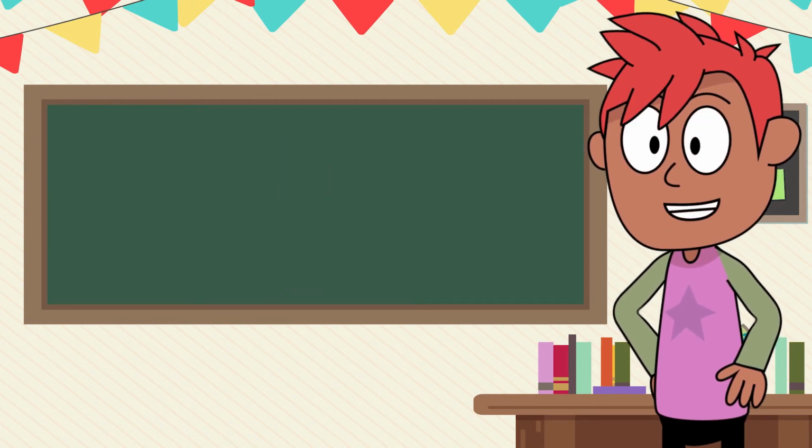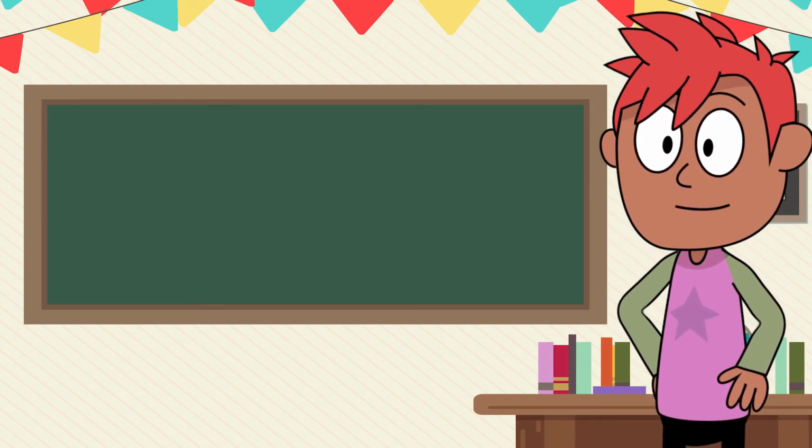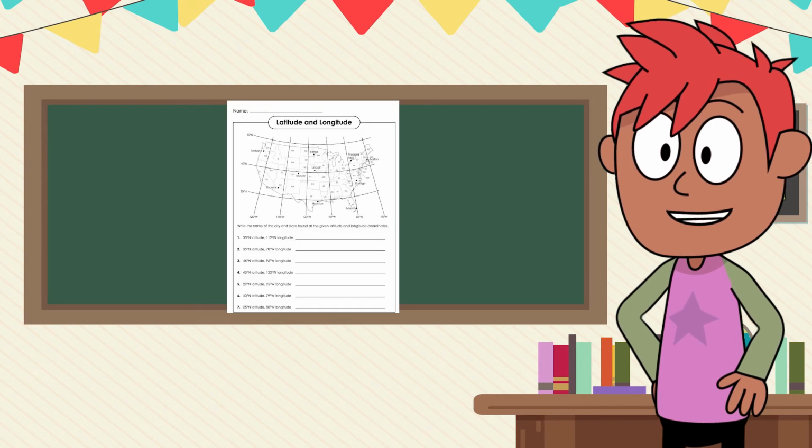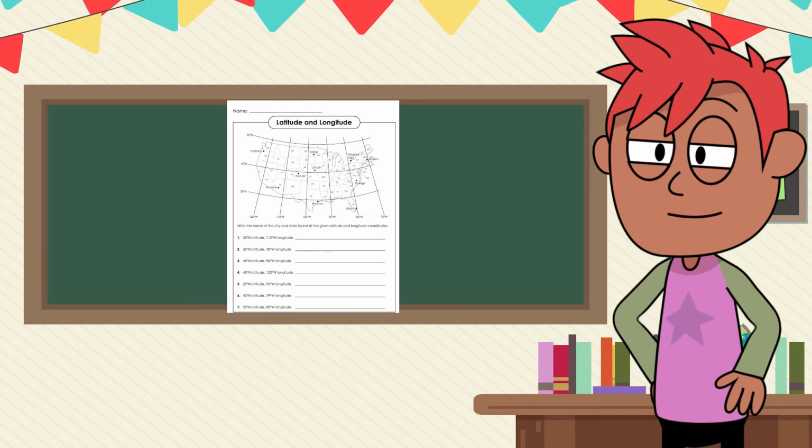After the activity, the teacher will teach the students about longitude and latitude and how it is similar to the alphanumeric grid they used in the activity. The students will then work on a simple longitude and latitude worksheet as shown on the screen.